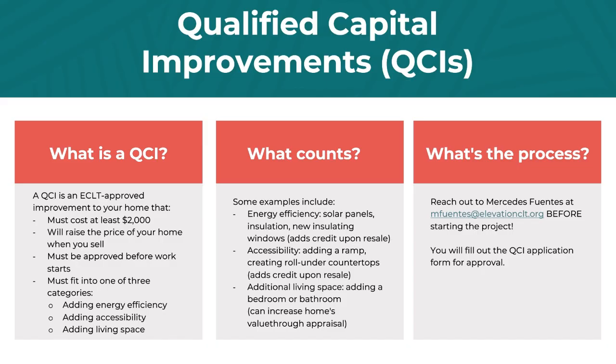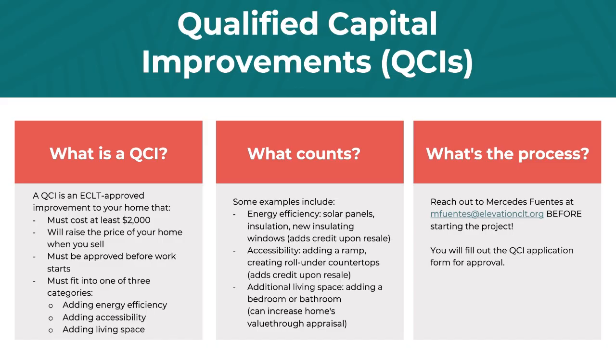Adding additional living space would be adding something like a bedroom or a bathroom. This is not going to give you a direct credit upon resale, but it can increase the home's value through the appraisal process. So, generally speaking, a 3-bedroom home appraises for a higher value than a 2-bedroom home. So if you add that additional bedroom, the value of your home is going to increase through that appraisal.